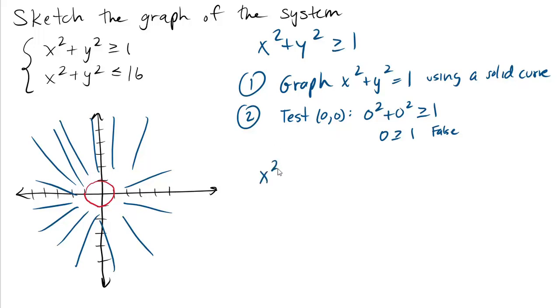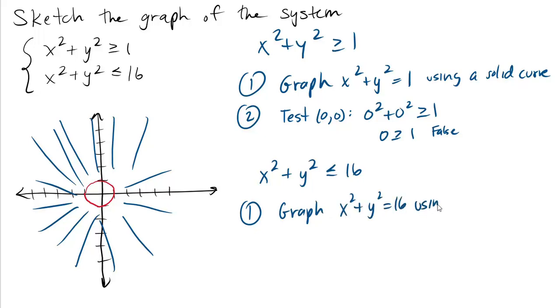Now we're going to graph x squared plus y squared is less than or equal to 16 on the same set of axes. So first we graph x squared plus y squared equals 16 using a solid curve. You probably know that this is a circle now. What's the radius? It's not 16, it's the square root of 16, it's 4. So we're going to draw a circle of radius 4. This is going to be a disaster, but just pretend this thing I draw is a circle. Test good old 0, 0.